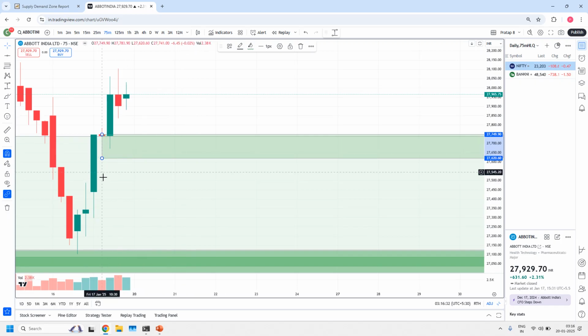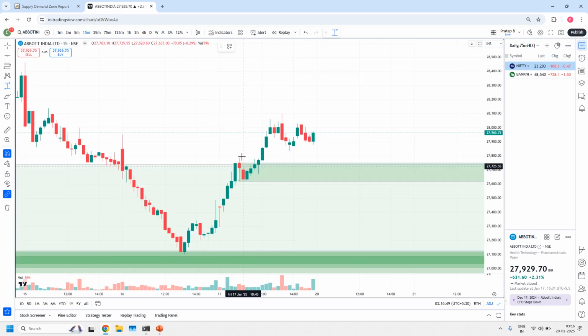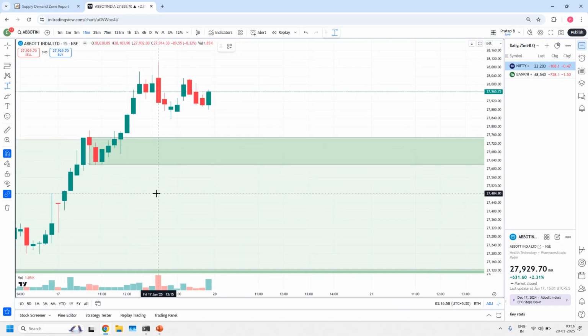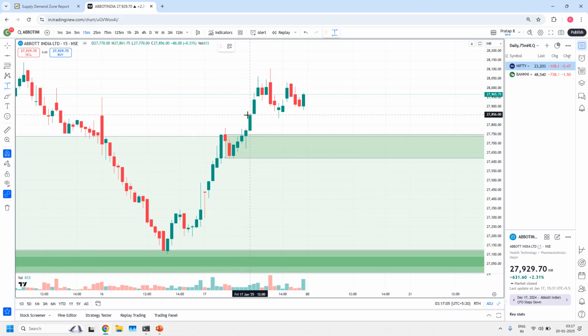Light color I am giving, rally base rally. Here also I have some concern about this candle. This is a very large candle, so that's why this is the area I am somewhat doubtful about. Let me go to the next one, and here the structure is a medium size, but we will see in 5 minutes how it looks.